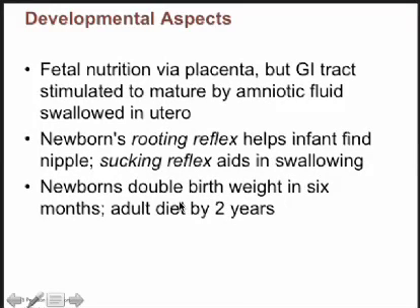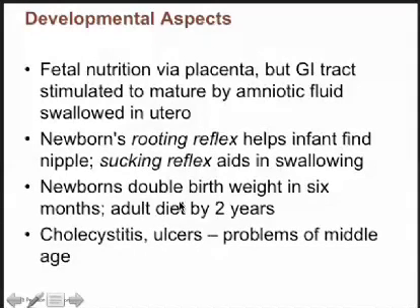As again, the dentition changes, the secretions within the alimentary canal approach adult levels, and we're able now to tolerate solid food and perform effective digestion. Cholecystitis and ulcers are the problems that affect middle age.